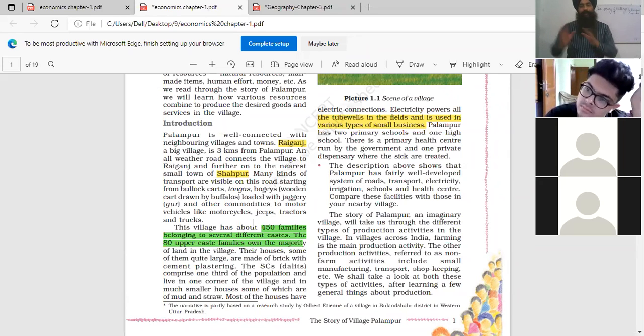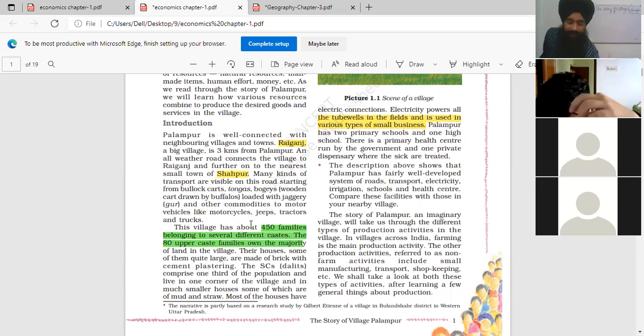So both types of farmers exist in the village Palampur. Large scale farmers emphasize commercial farming. On the other side, small scale farmers basically emphasize subsistence farming for their survival only.